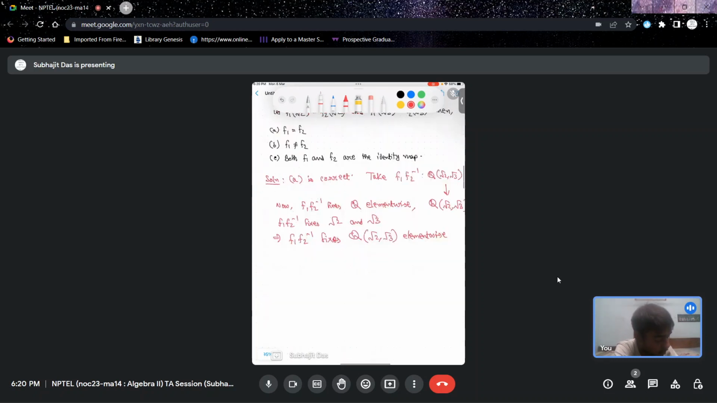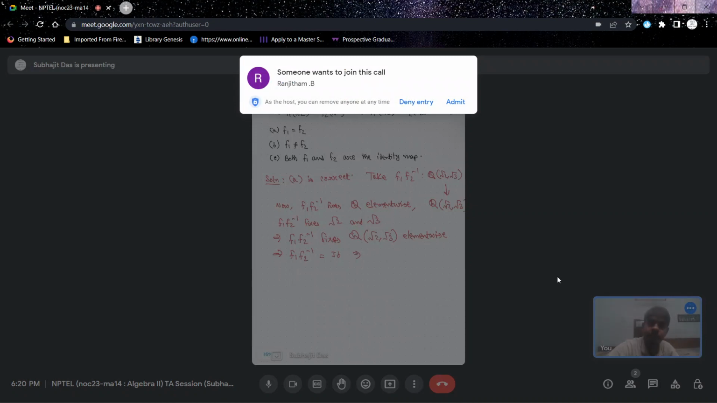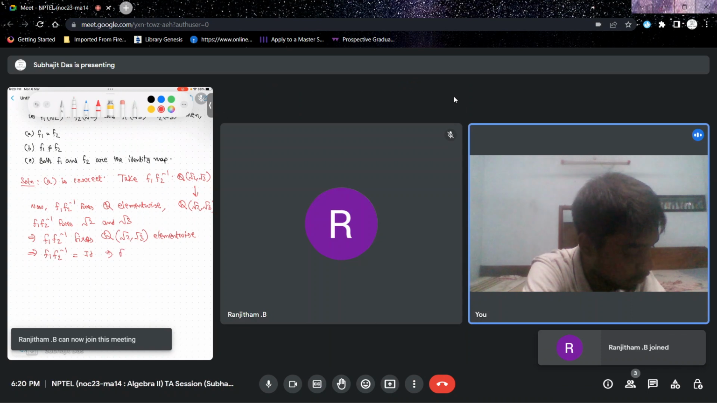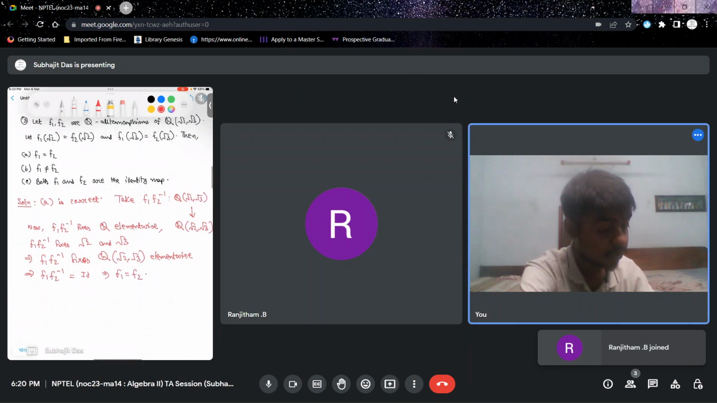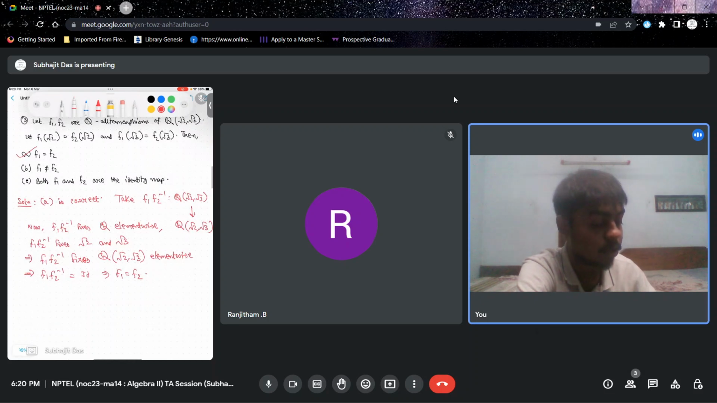and which therefore implies that F1 F2 inverse is equal to identity, which implies that F1 must indeed be equal to F2. Okay. So option A is certainly correct, which shows that option B is incorrect.